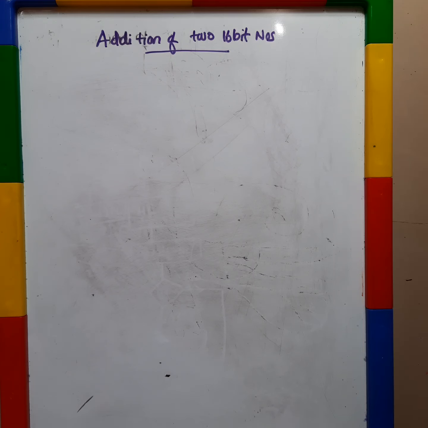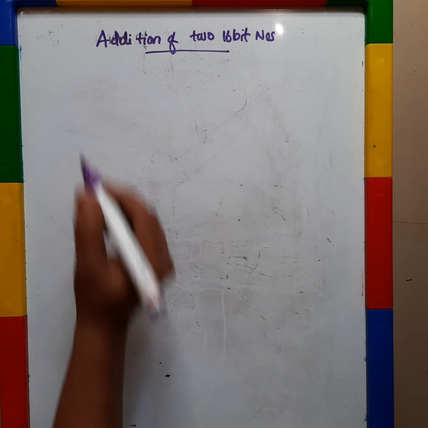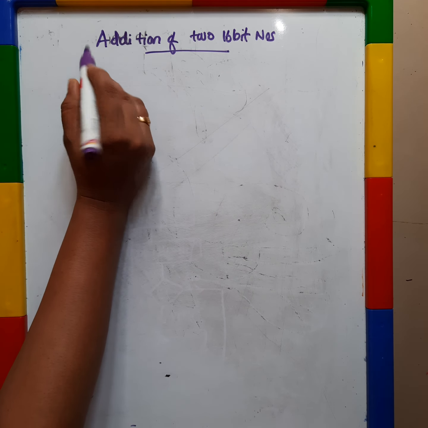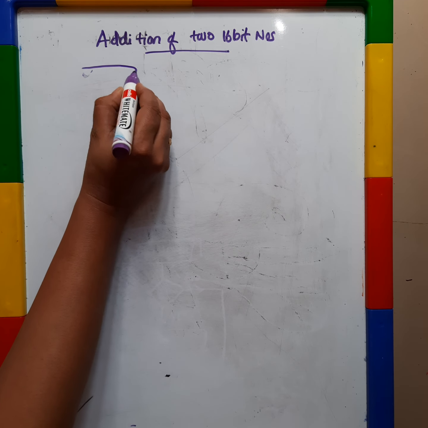Here I am going to discuss the addition of two 16-bit numbers. Before writing the program, we will draw the flowchart of this. While starting a flowchart, the first step we have to draw is to start the program.